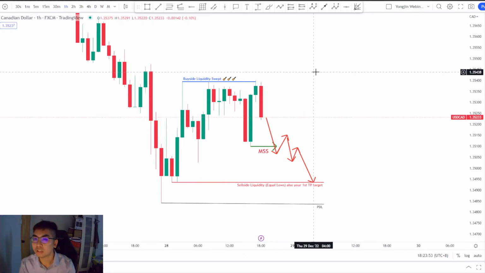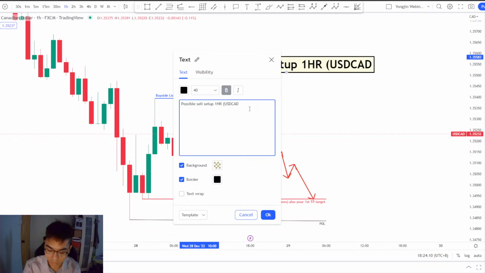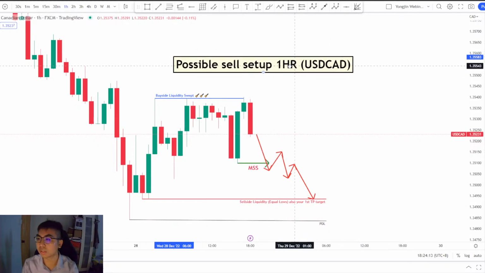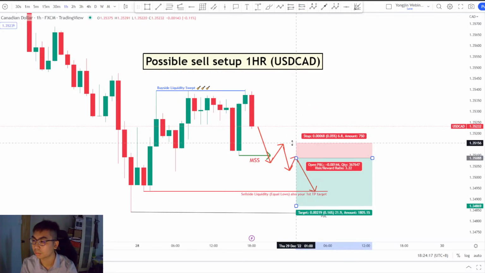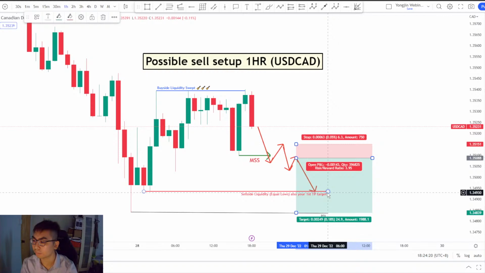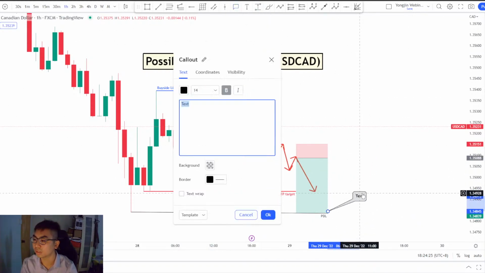So I'll just screenshot this down and send it to chat. Possible sell setup for USD CAD, 1 hour. As usual, I'll screenshot this and send it to chat. Stop loss above. First TP target is clearing out the previous daily low.